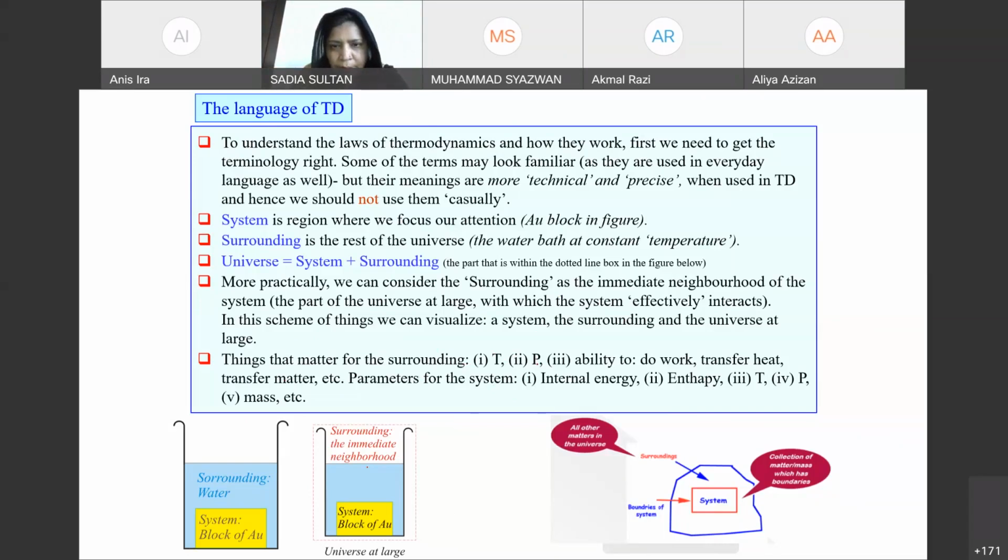Temperature, pressure, ability to do work, transfer heat, transfer matter. Either matter can transfer, or heat can transfer, temperature, pressure. Parameters for the system. What are the parameters? Internal energy, enthalpy. You will see later on what enthalpy is. Temperature and pressure. Okay. So this is another diagram. You can see this system. The blue is surroundings, all the matter in the universe. This is the boundary for the system.